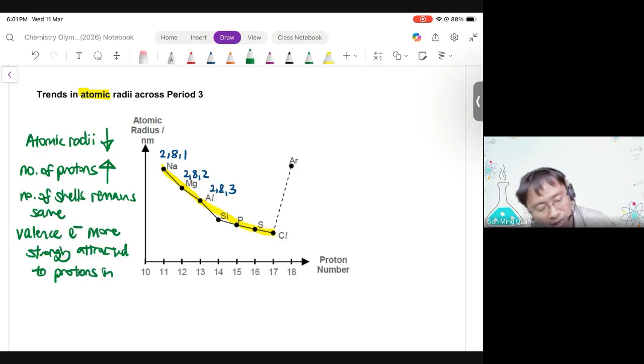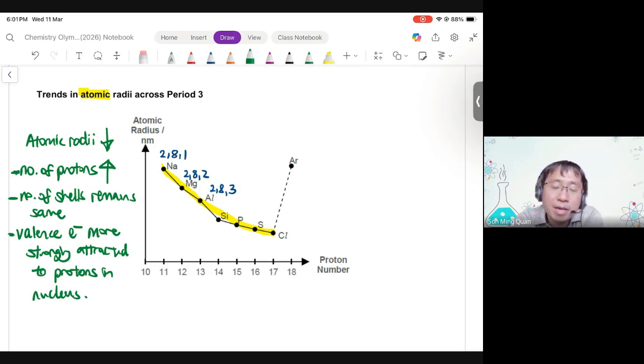Protons in the nucleus. Okay, I'm sure this one you will agree: number of protons, number of shells, valence electrons more strongly attracted. I'm sure you will agree with this. Right? It's a clear logic, follows what you might expect.